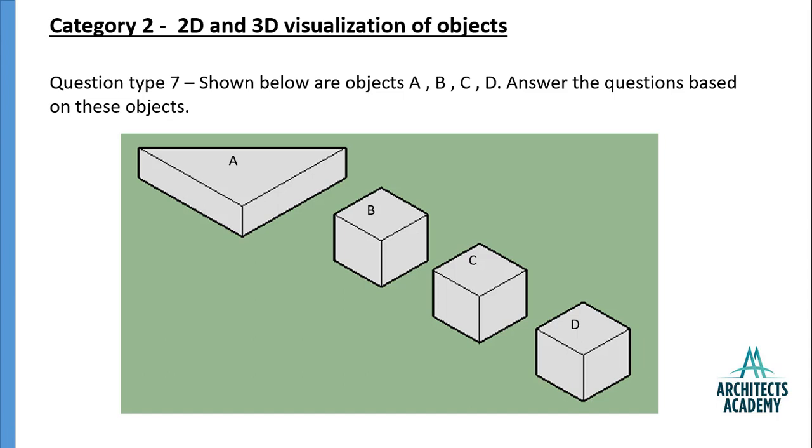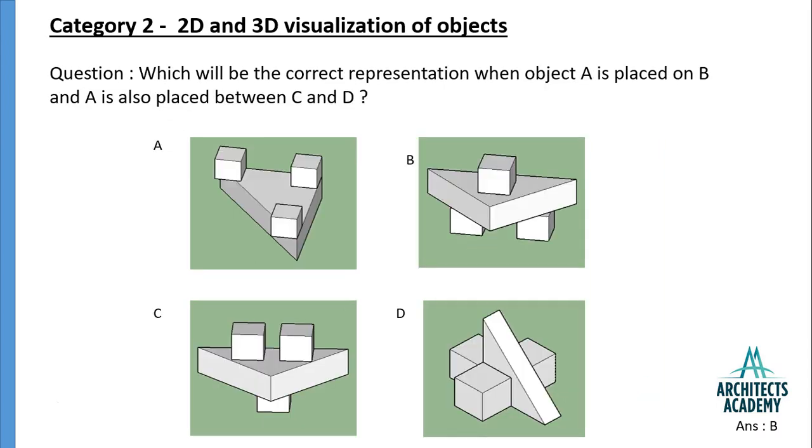Now in this question type number 7, you are shown 4 objects which are of different types. In this case B, C, D are cubes and A is a different type of object. Now you have to answer the questions based on these objects. So you have to remember these objects and then answer the question based on this.